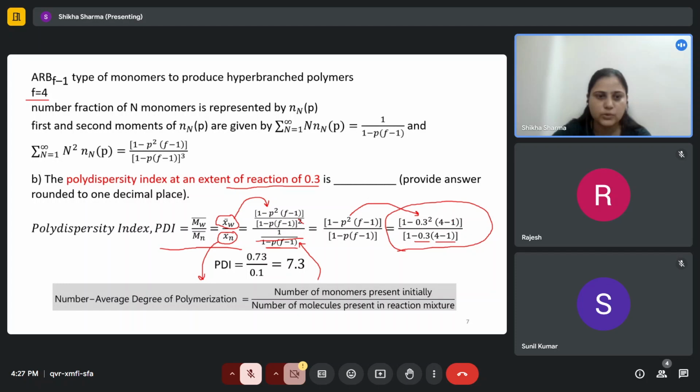So 4 minus 1 is nothing but 3. Here it is 0.09. So 0.09 multiplied by 3 is 0.27, and 1 minus 0.27 is 0.73, right? And in the denominator, here 4 minus 1 is 3, and then multiplied by 0.3, which is 0.9. 1 minus 0.9 is nothing but 0.1, right? Then we get 7.3 as our PDI, which is the polydispersity index value. So are you solving with me?